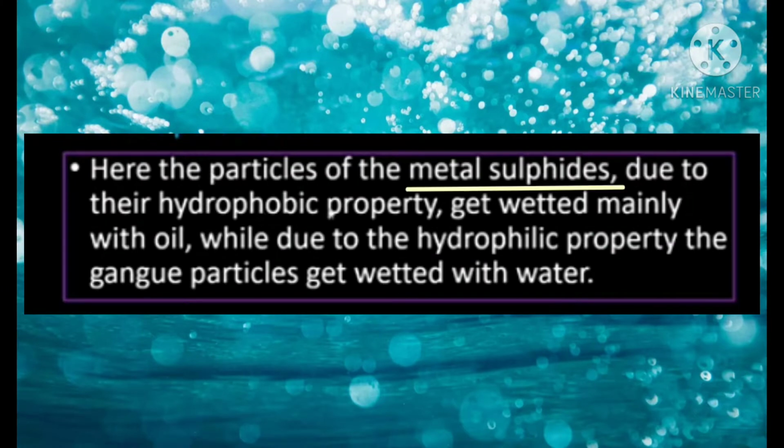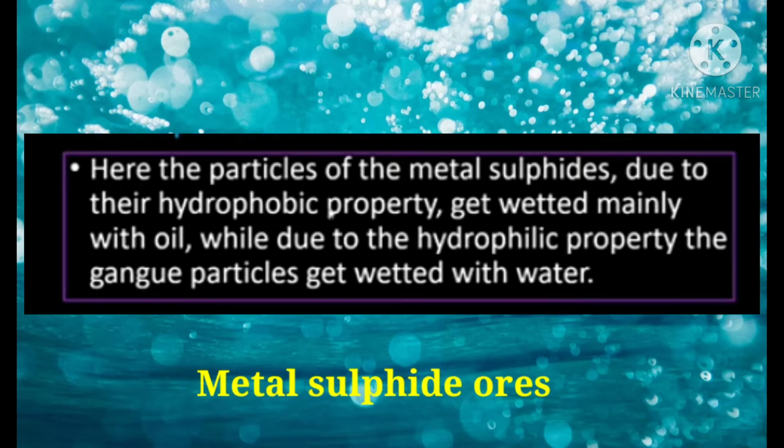Here the particles of metal sulfides, due to their hydrophobic property, get wetted mainly with oil, while due to the hydrophilic property, the gangue particles get wetted with water. Students, the froth flotation method is a method for the concentration of the ore. That means this method is used for concentrating only the metal sulfide ores.